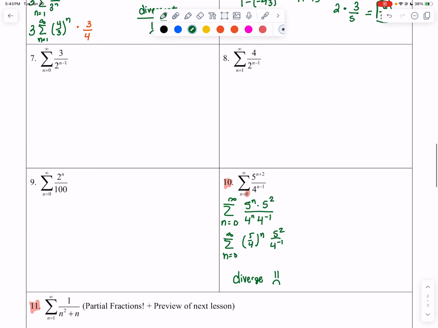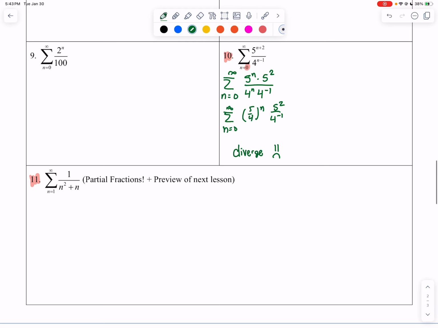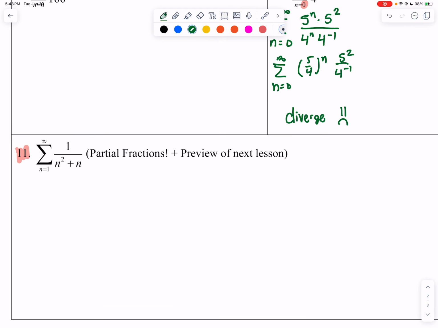All right. In class, if we have time, we would do 11 because this is going to be partial fractions. And this is going to be the telescoping series that is essentially the next lesson. That's why it's a preview of the next lesson. It's a good review on how to break this up using partial fractions because you're going to see partial fractions in this unit.